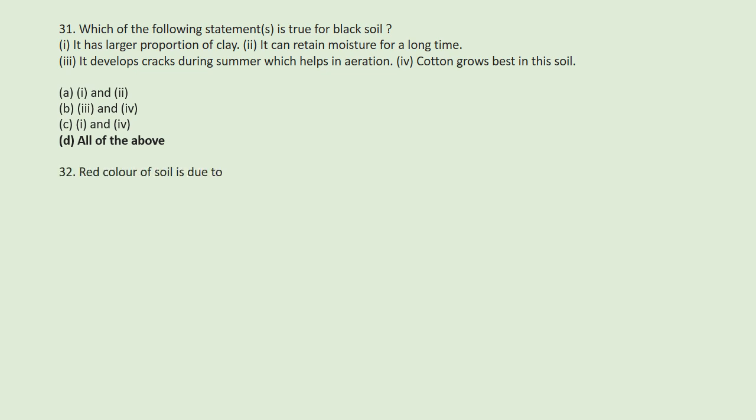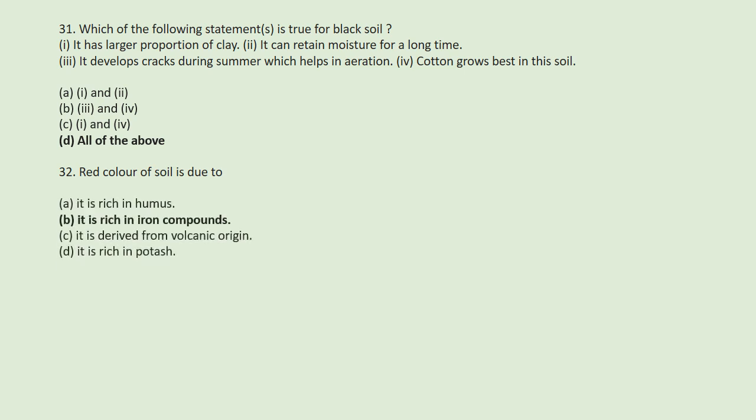Question 32. Red color of soil is due to A. It is rich in humus. B. It is rich in iron compounds. C. It is derived from volcanic origin. D. It is rich in potash. Option B is the right answer. Red color of soil is due to its richness in iron compounds.